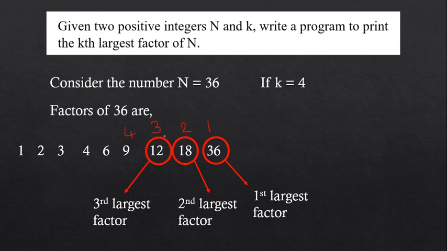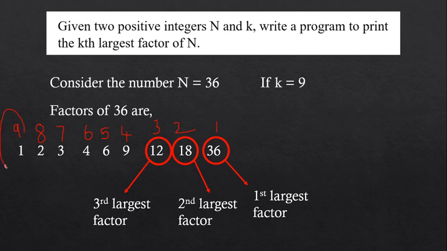K is 4 means I want the fourth largest factor, right? What is the fourth largest factor here? 9 is the fourth largest factor. This is how you are supposed to calculate the values, okay? So try it with one other test case. Ninth largest factor. Again continue. 1, 2, 3, 4. Fourth largest, fifth largest, sixth, seventh, eighth, and this will be the ninth largest factor.